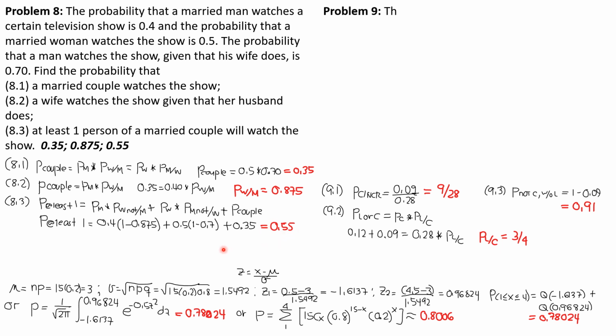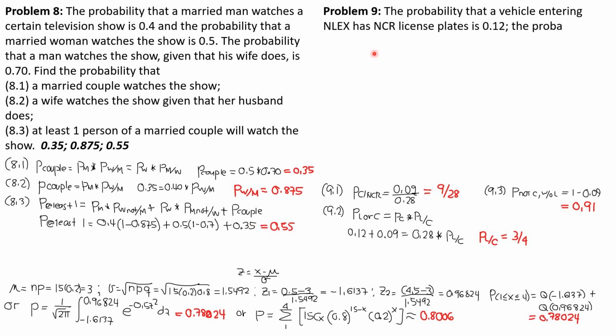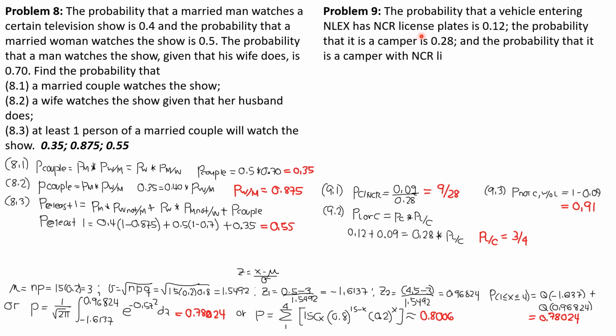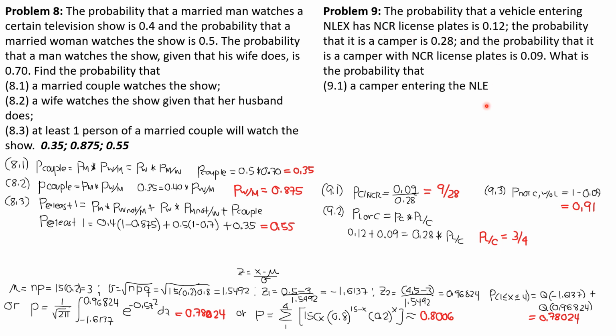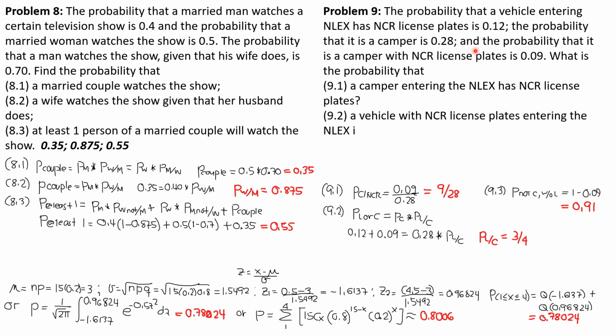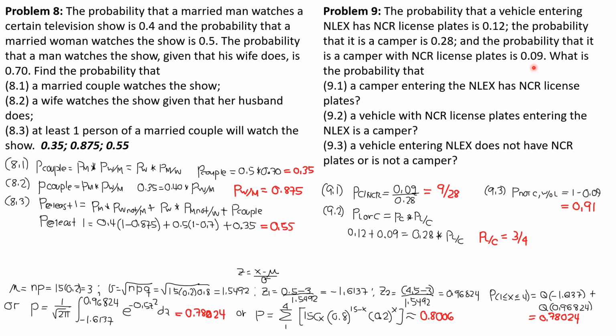0.55. Problem 9: the probability that a vehicle entering NLEX has NCR license plates is 0.12. The probability that it is a camper is 0.28. And the probability that it is a camper with NCR license plates is 0.09. So what is the probability that a camper entering the NLEX has NCR license plates?